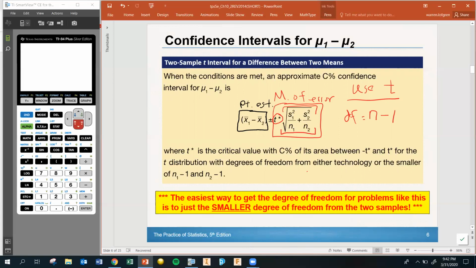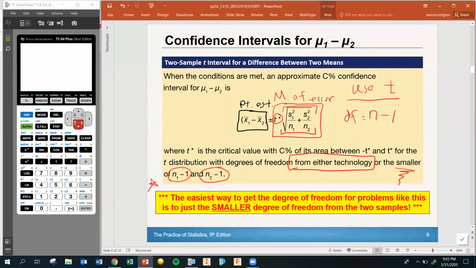Well, one way you can do this is use your calculator to get the degree of freedom, and we'll show you how to do that eventually. But there's an easier way, and that's what I'm marking down here. The easiest way to get the degree of freedom is we're going to say, what's the degree of freedom for group number one? Sample size, take away one. What's the degree of freedom for group number two? Sample size, take away one again. And then we're just going to use the smaller of those two values.